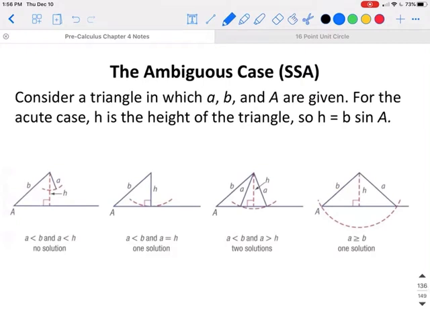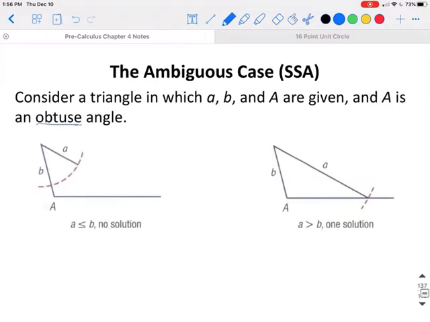So if we take a look at the ambiguous case, if we are looking at a triangle, we know that we're going to have different things for acute triangles, when one of the angles we're looking at is acute, than if it is obtuse. So if we're looking at the acute case first, we have no solutions if the value of A is less than B and the value of A is less than H. We will have one solution if A is less than B and A equals H. We will have two solutions if A is less than B and A is greater than H. And if A is greater than or equal to B, there will only be one solution.